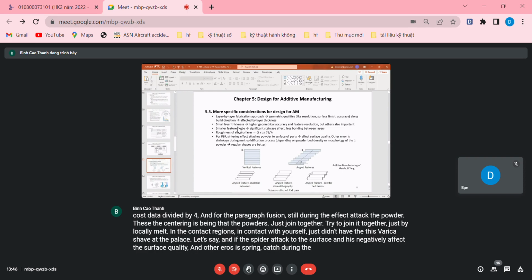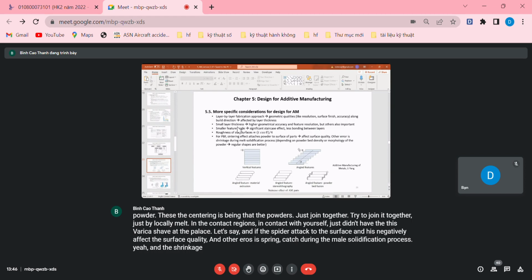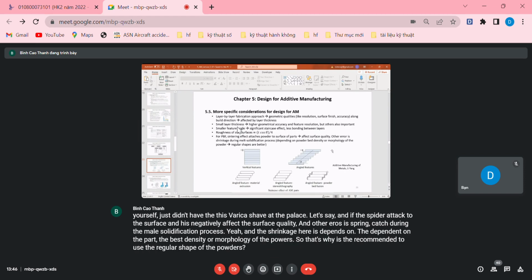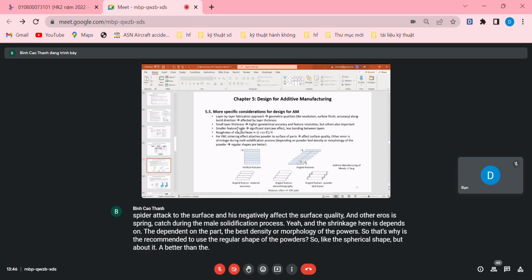And another error is shrinkage during the melt solidification process. And the shrinkage here depends on the powder bed density or morphology of the powders. So that's why it's recommended to use the regular shape of the powders. Spherical shaped powders are better than irregular powders.